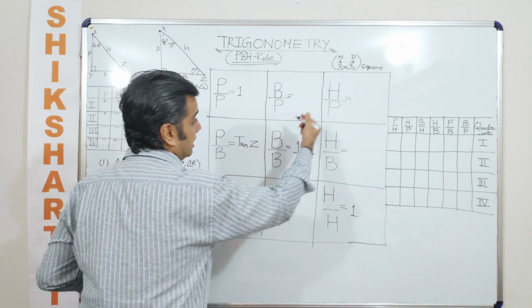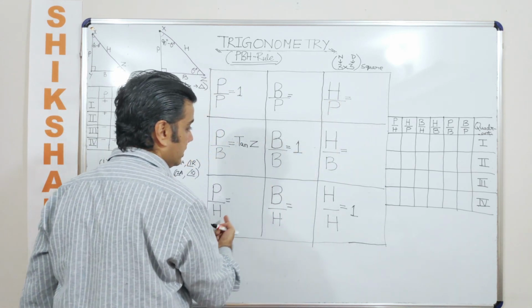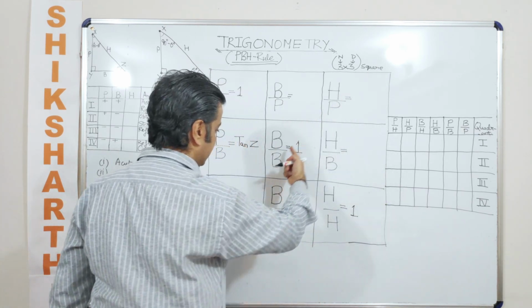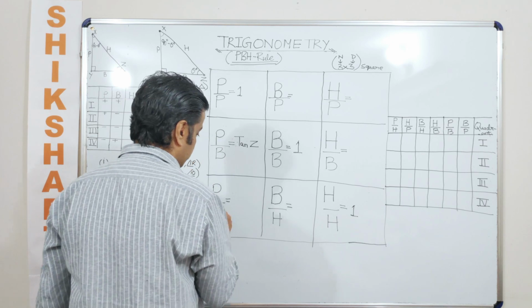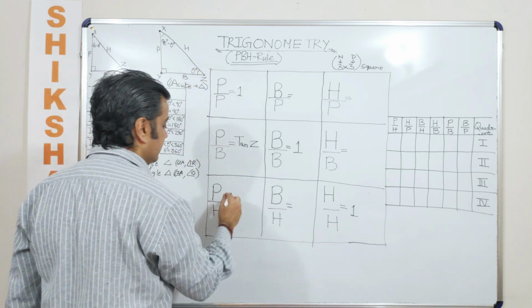So now I am talking about the other diagonal. The other diagonal is this, which is the longest diagonal in a square. So is this diagonal. So how much is p by h? Perpendicular divided by the hypotenuse gives me sine z.